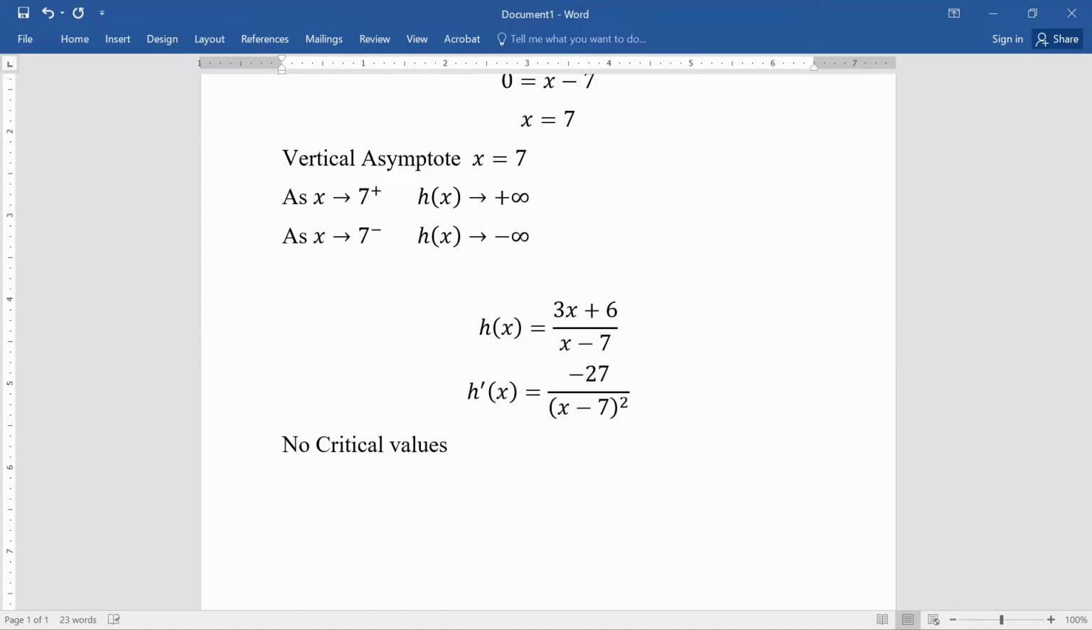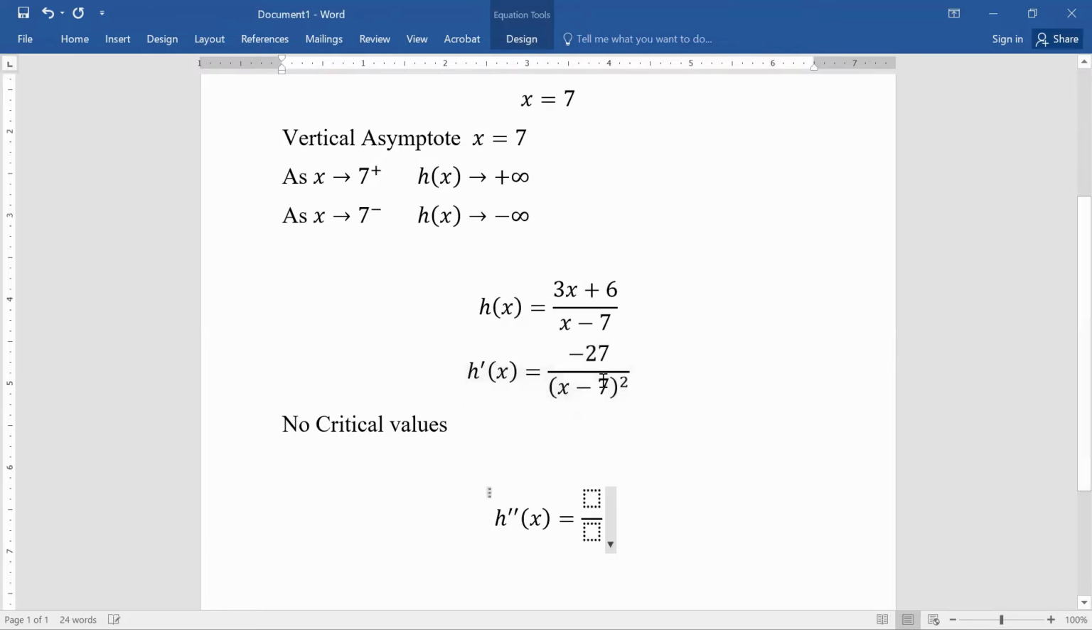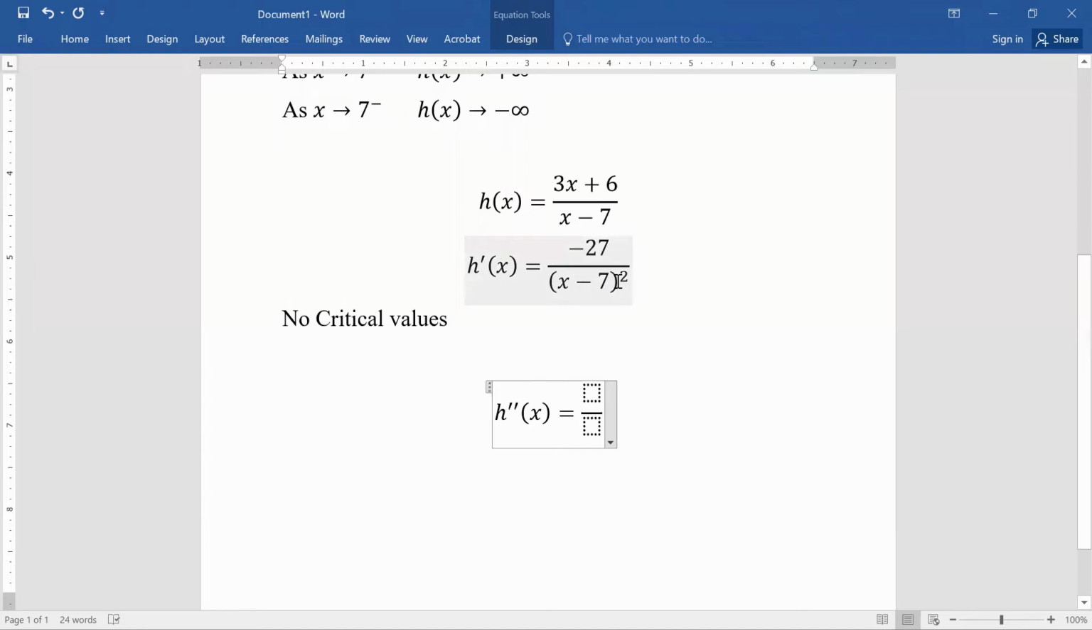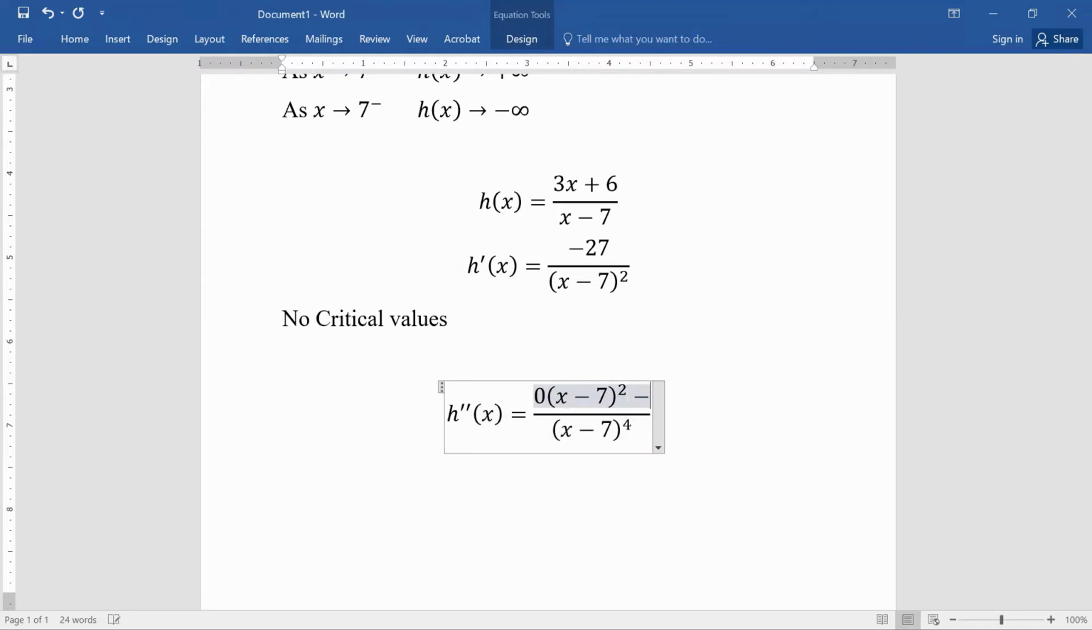Let's look at the concavity by looking at the second derivative. I'm once again going to utilize the quotient rule. So I'm going to take the denominator and square it. If I square an x minus 7 squared, I get an x minus 7 to the 4th power. And then we look at quotient rule: derivative of the numerator would be 0 times my normal denominator minus normal numerator multiplied times the derivative of the denominator.